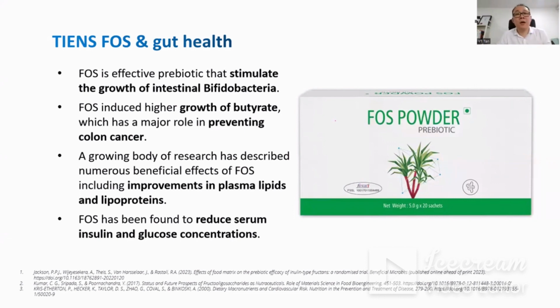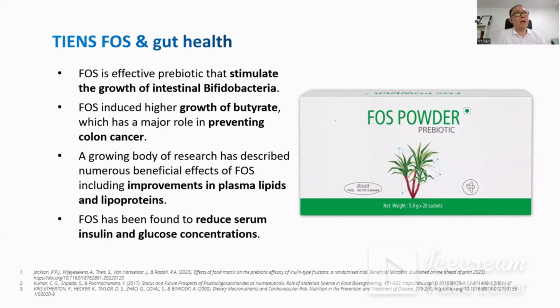And FOS induces higher growth of butyrate. And butyrate is a precursor of melatonin as well, which has a major role in preventing colon cancer. Melatonin is also a kind of very strong antioxidant, and melatonin is very important to the liver as well.